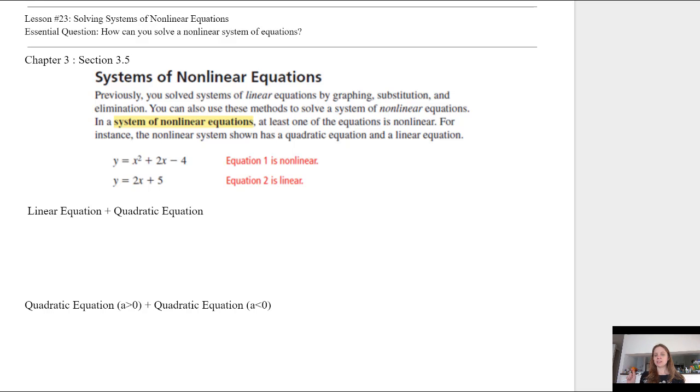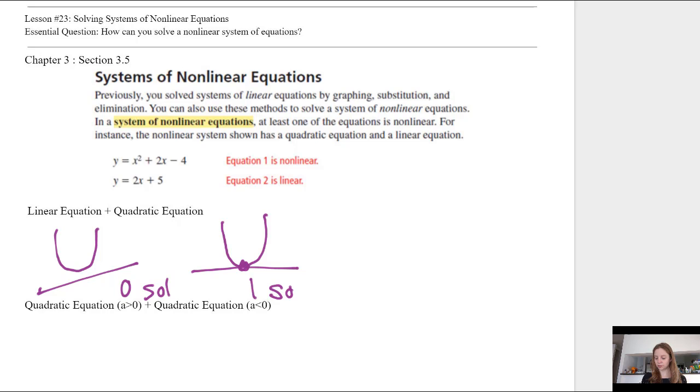Under linear equation plus quadratic equation, we're going to sketch the possible solutions. Remember that a quadratic equation makes a parabola. Imagine we have a parabola, and a linear equation makes a line. One possibility is that they never meet, so there are zero solutions. Let's do another parabola and another line, or they could have one solution. And finally, parabola and line, they could have two solutions.